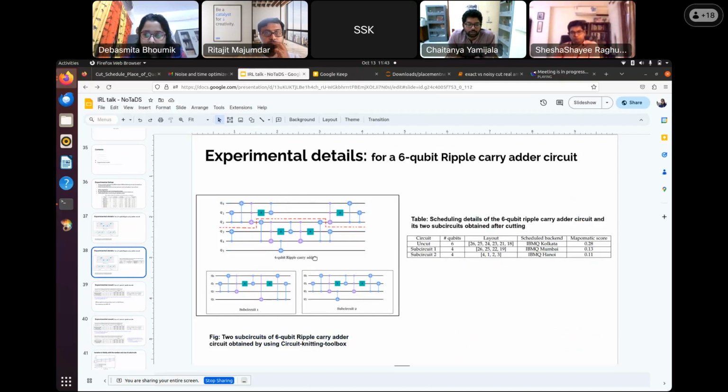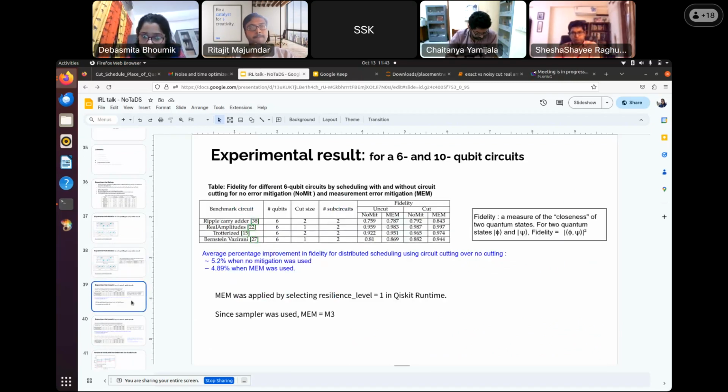Maybe you can talk about the Grover circuit, which had a larger depth. Yes, for the Grover circuit it was a larger depth, but we have not included that in our results.